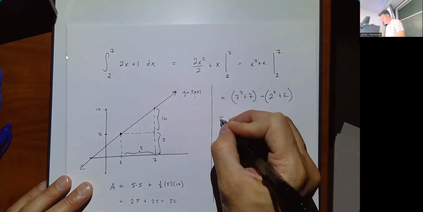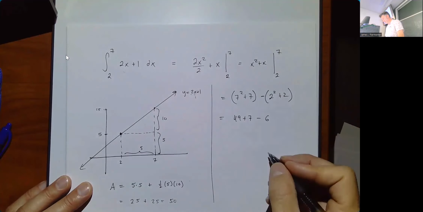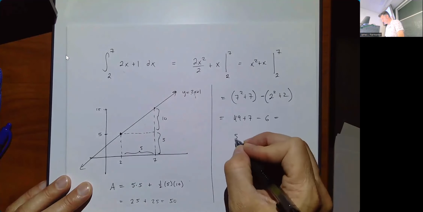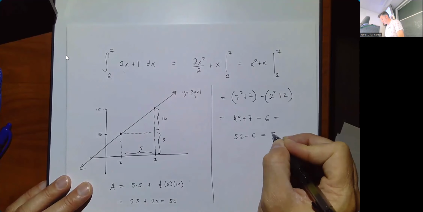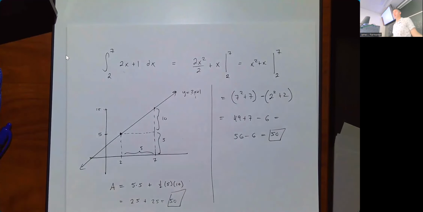And that's going to be 49 plus 7 minus 4 plus 2. And that does turn out to be a-okay. That's 56 minus 6, which is 50. So it works, right? Calculating the area using geometry, calculating the area using the fundamental theorem of calculus part 2, both yield the same result, which is reassuring. So that's kind of the whole, I mean, there's a lot more, I should say. That's the gist of a definite integral.